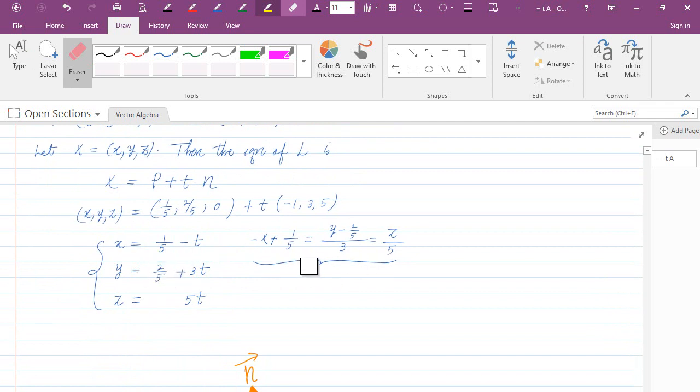Here are the symmetric equations of the same line. If I solve for t, I get 1/5 minus x. Here, if I solve for t, then I get y minus 2/5 over 3, and here I get t to be z over 5, and they will all be equal. So this would be the symmetric equations of the line of intersection.